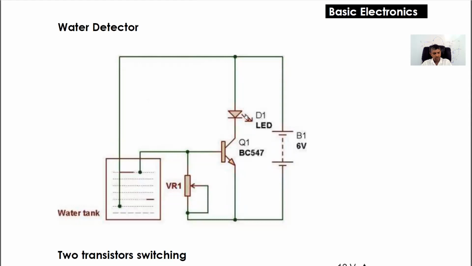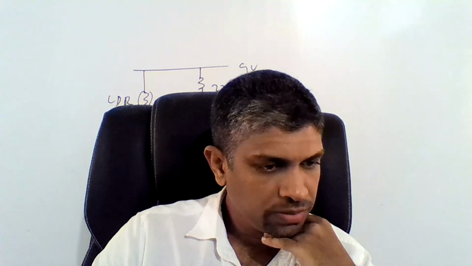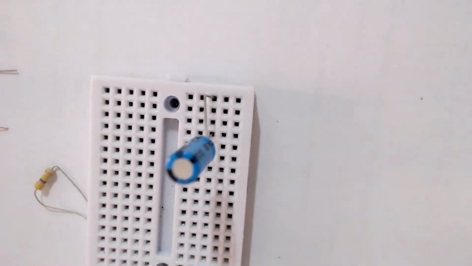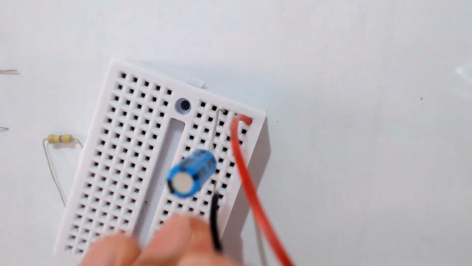Then we are moving to the water detector circuit, page number 7. Okay, before moving to the water detector, I forgot to tell you something. Look at this demonstration. It's a capacitor, right? So I'm going to connect it directly across this 9-volt battery.